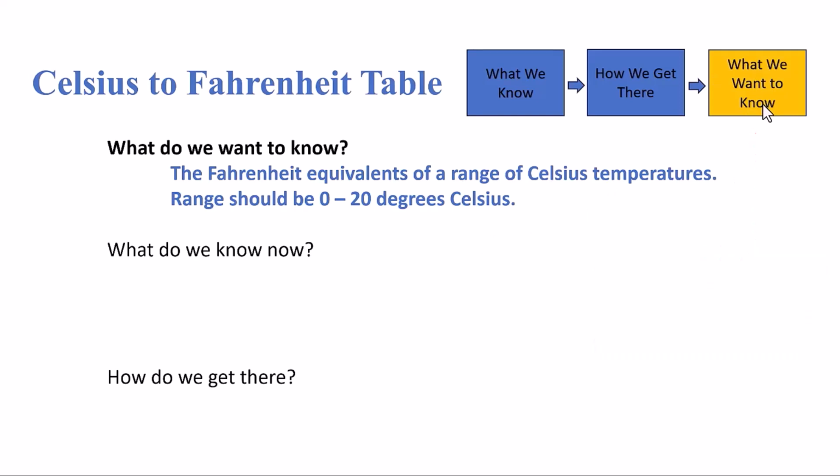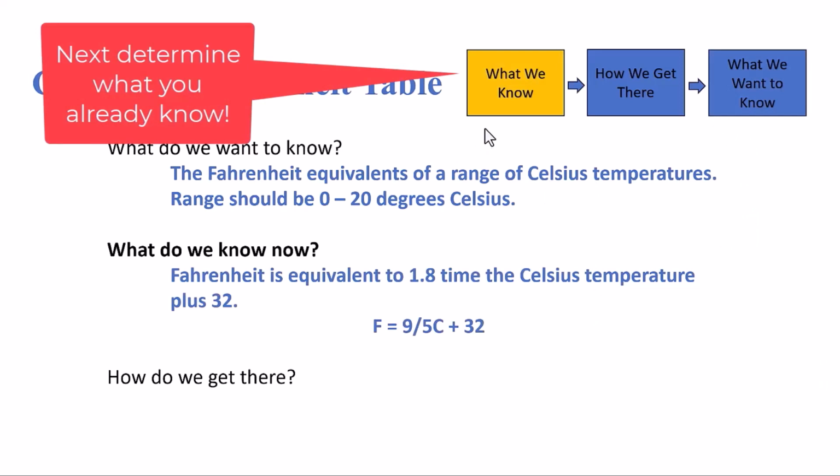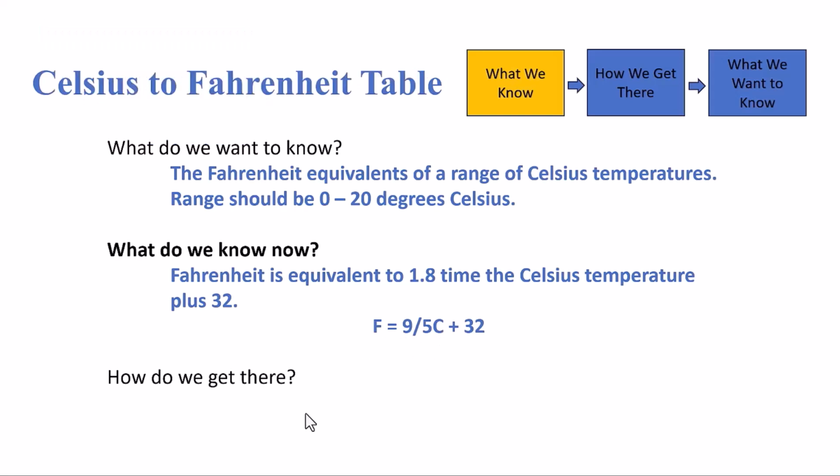Yeah, we want to know. And what do we know now? That's the next thing we want to look at. So we look at what we do know, which is that Fahrenheit is equivalent to 1.8 times the Celsius temperature plus 32, or the formula F equals 9/5 times C plus 32. So we have the formula. That's given to us. So basically, all we need to figure out is how to get there, that middle part.